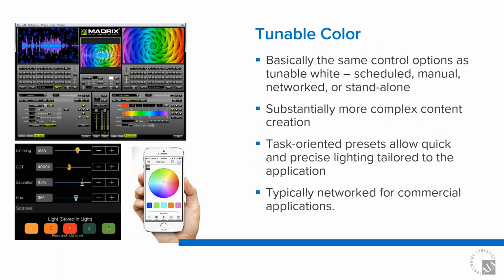When we start getting into color, since tunable color is most likely either a 3-channel or 5-channel over the full visible spectrum, it has the widest range of color output options, and it also has the most sophisticated, complex programming requirements. So that basically leads you into the most sophisticated control system. Basically the same control options for tunable color as tunable white. You can do scheduled, manual, networked, or standalone. It is substantially more complex content creation. Task-oriented presets allow quick and precise lighting tailored to the application. And then typically your tunable color is a networked system for commercial applications.